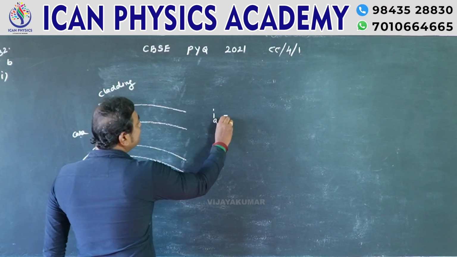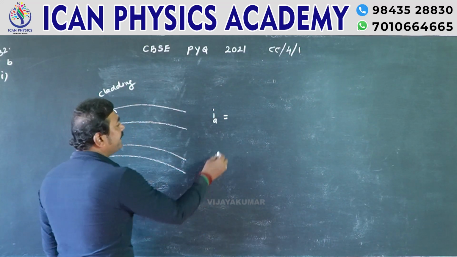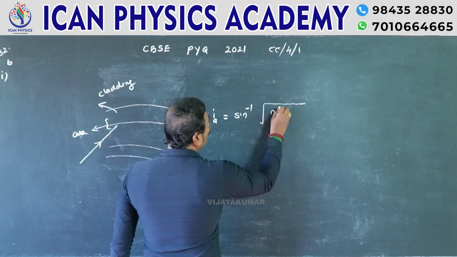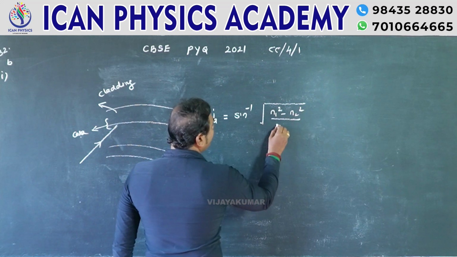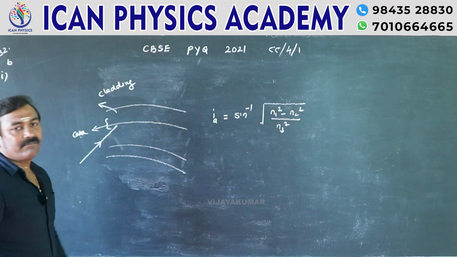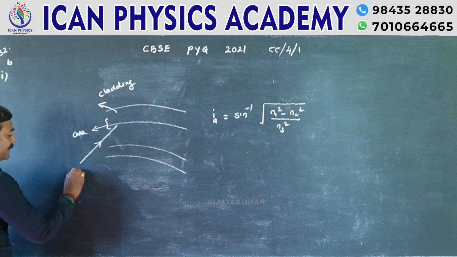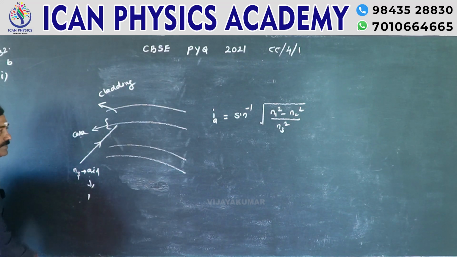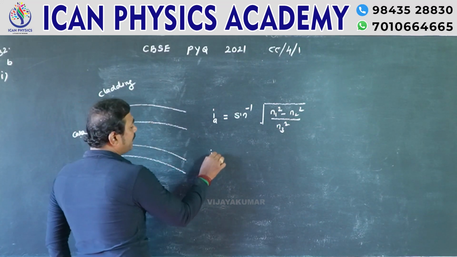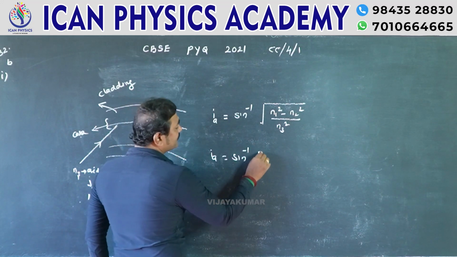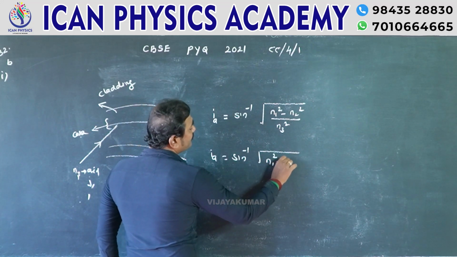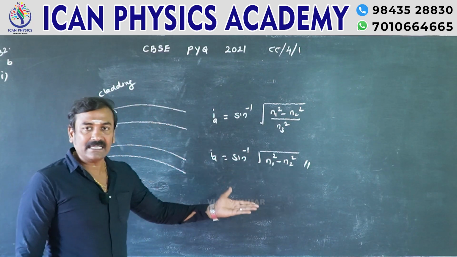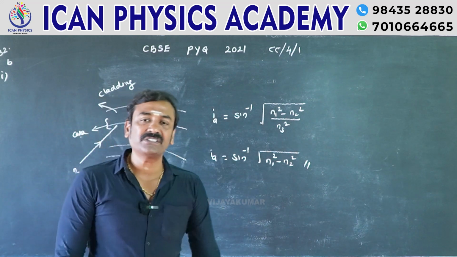The light which falls on the core must have some acceptance angle. Okay. So incident acceptance angle IA equal to sine inverse of square root of n1 squared minus n2 squared by n3 squared. Here, what is n3? So n3 is the refractive index of the air. So the refractive index of the air must be 1. So that the final answer IA equal to sine inverse of square root of n1 squared minus n2 squared. By using that, we can calculate the acceptance angle. At that angle, total internal reflection takes place.